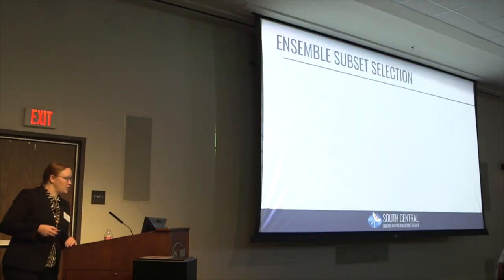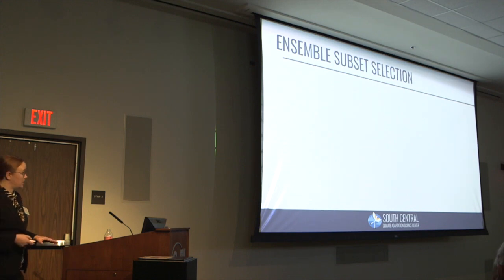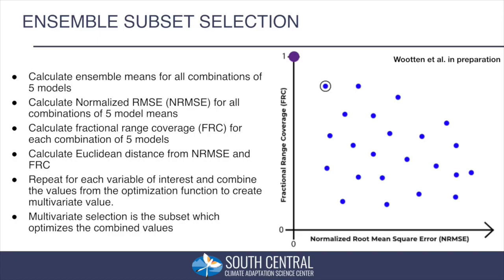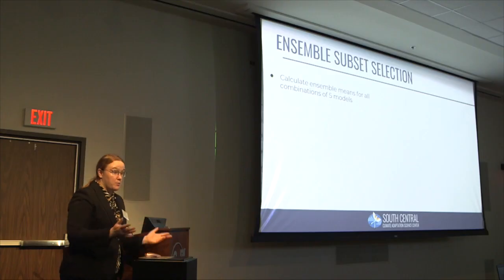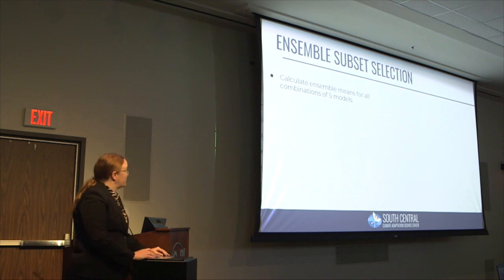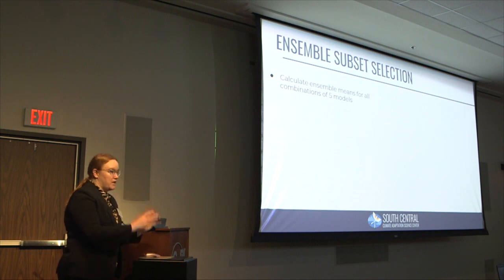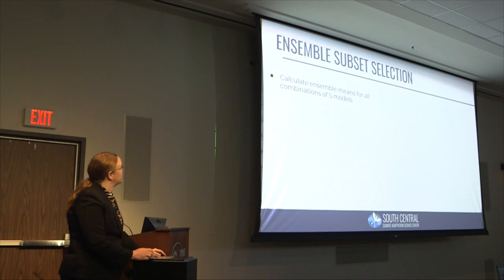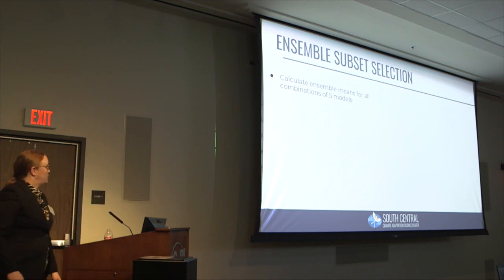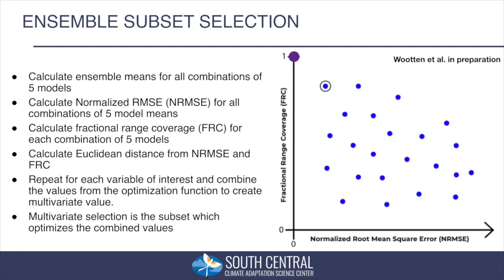So I'm going to summarize the steps first and then go through some specific important components and the results from that. So step 1 is, for a given variable, what we calculate from that ensemble, let's say we have 30 models for this example, is every single combination of 5, the mean of those. So you have however many thousands of combinations here, and the mean of those particular 5 models for each combination for a given variable. So you can repeat with different variables.